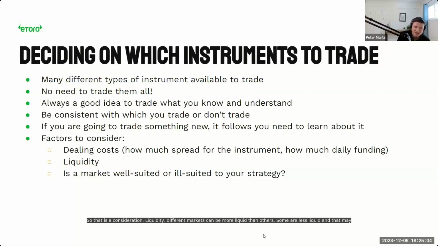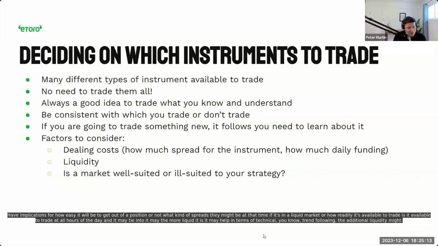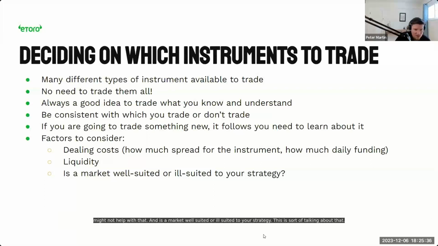Liquidity: different markets can be more liquid than others. Some are less liquid, and that may have implications for how easy it will be to get out of a position or not, what kind of spreads there might be at that time if it's in a liquid market, or how readily it's available to trade. Is it available to trade at all hours of the day? And it may tie into technical trend following; the additional liquidity might or might not help with that.